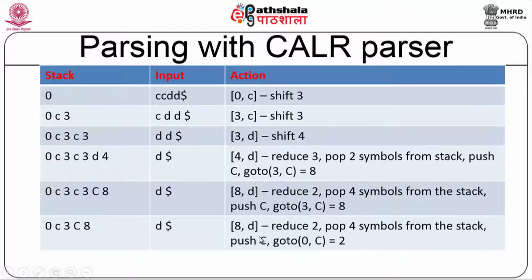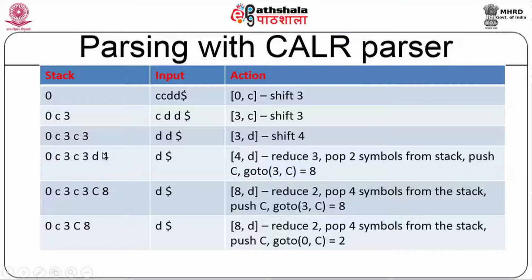So let us look at this. Consider a string CCDD dollar. So 0 comma C says shift by 3, S3. I shifted C and 3 onto the stack. Again 3 comma C, shift again 3. So C and 3 is shifted onto the stack. Then 3 comma D is shift by 4. So I will shift D comma 4 onto the stack. And then 4 comma D is reduced by 3.